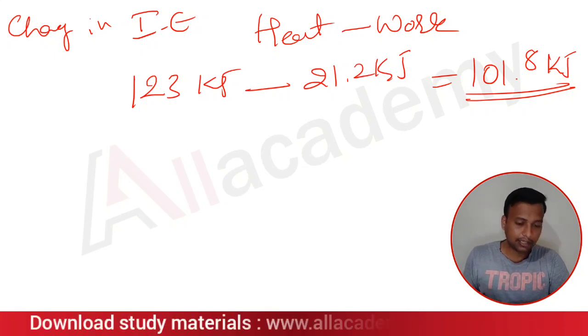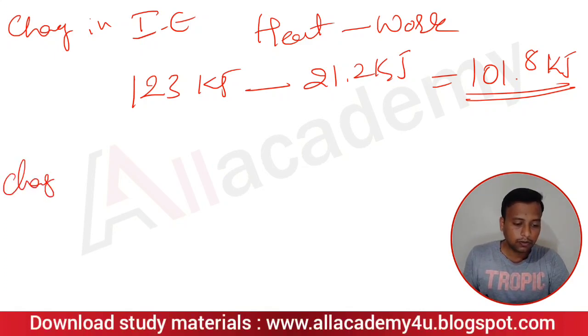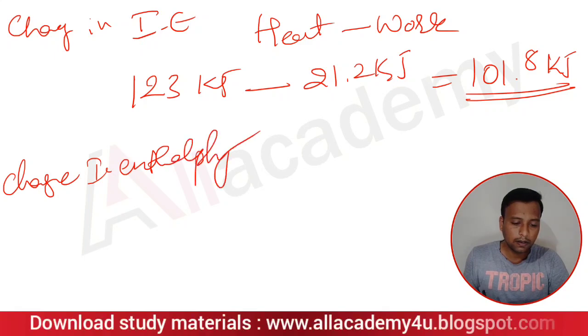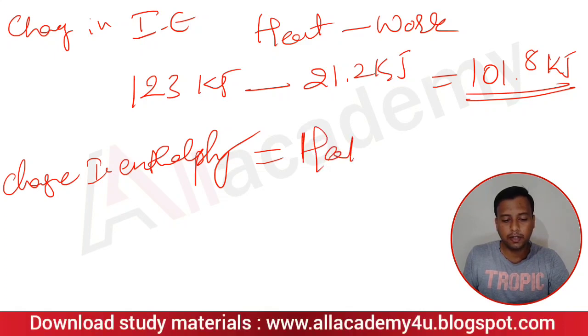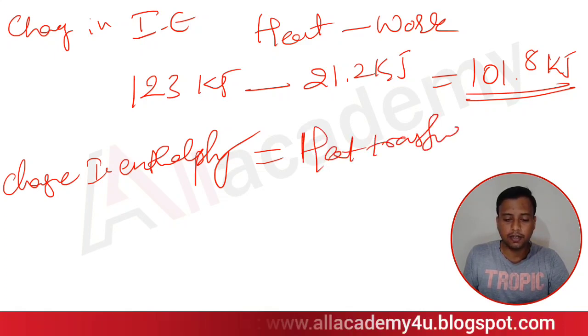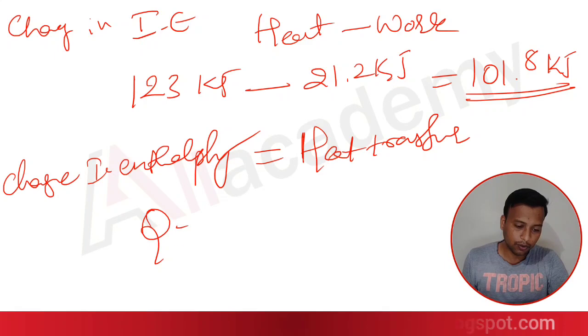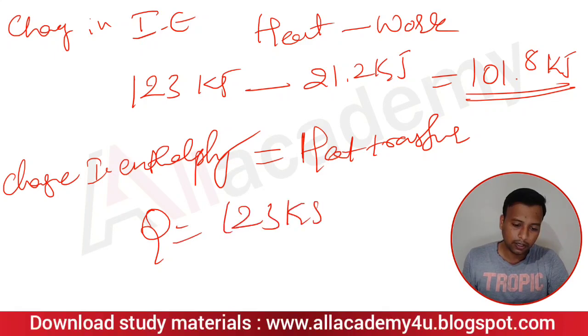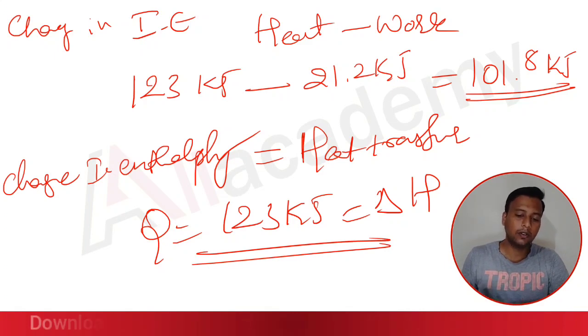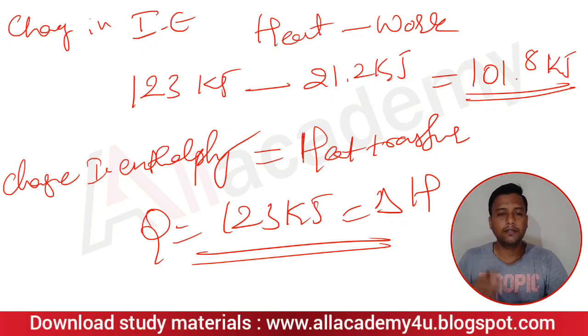Now what is the change in the enthalpy? The change in enthalpy is nothing but the amount of heat transfer. It is equal to the amount of heat transfer. What is the amount of heat transfer that we have identified? That is Q, that is 123 kilojoules. That is the delta H value. So now here are the final answers.